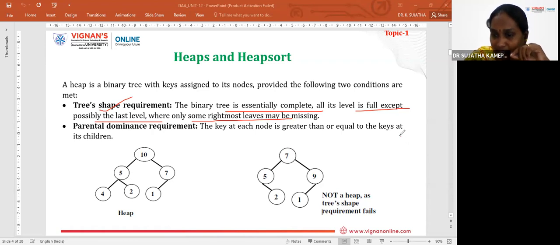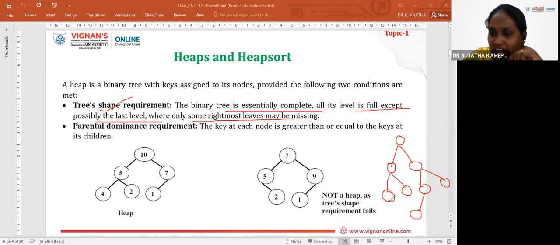For example, here I have the root node. At most two children should be present for this. So if it has two children, it can be represented like this. If it has two children, it can be represented like this. Here this has only one child, represented like this. And this also has only one child, represented like this. This is called a binary tree.